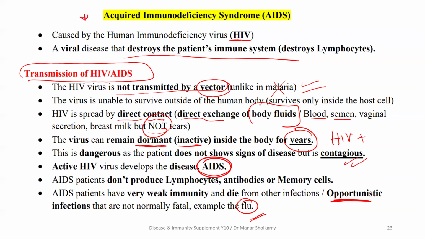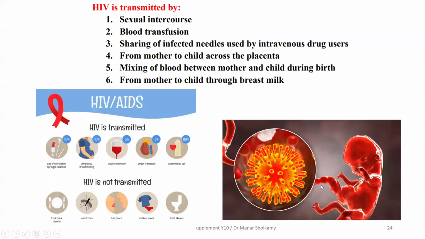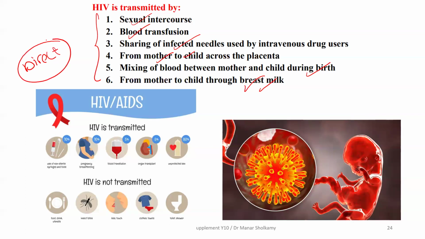People that have AIDS, their immune system is completely destroyed. To be specific, your lymphocytes are completely destroyed. So you do not produce any antibodies, you do not produce any memory cells, you have no immunity. We said it is transmitted by sexual intercourse, blood, sharing infected needles, from mother to child during delivery or childbirth, or through breast milk. And this type of transmission is direct transmission. You have to come directly in contact with the person or with any of his body fluids or blood.